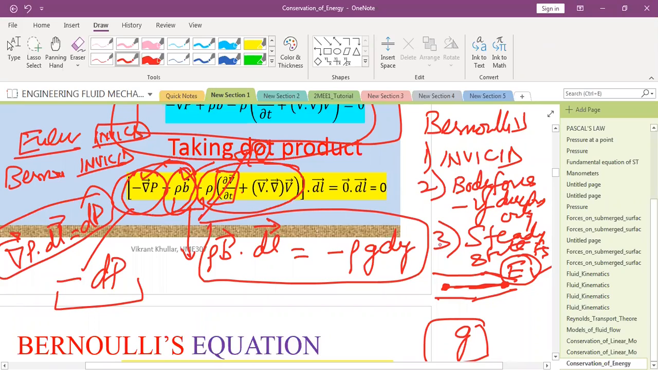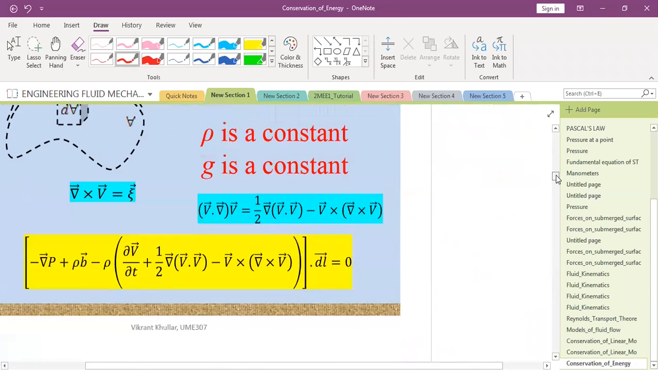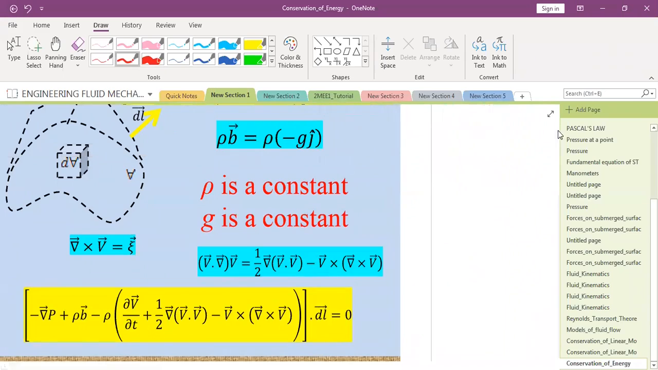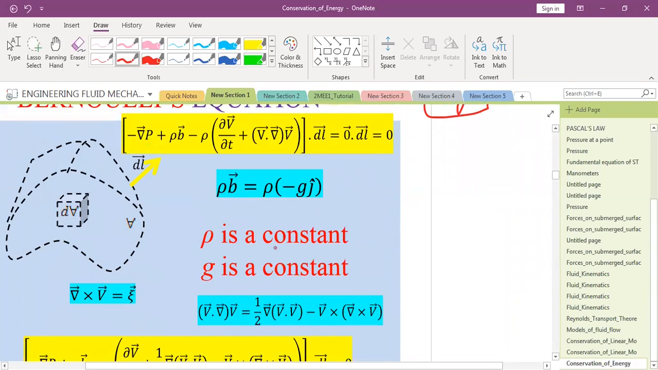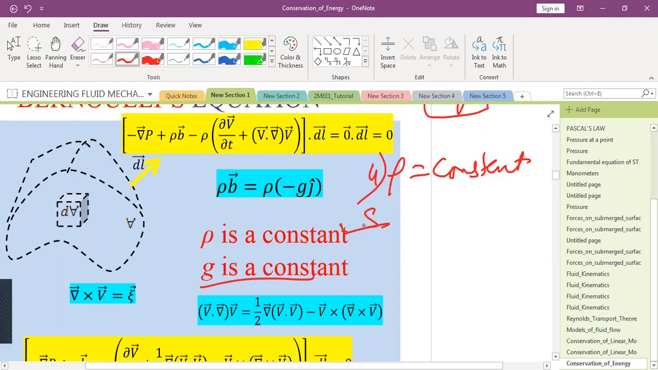Any doubts? Now I'm left with this final term, and to understand this term, I will be using a vector identity so that I can simplify the terms. I have already told you, rho can also be treated as a constant. So rho constant is also a fourth assumption. You can treat g as a constant. This can also be a fifth assumption.